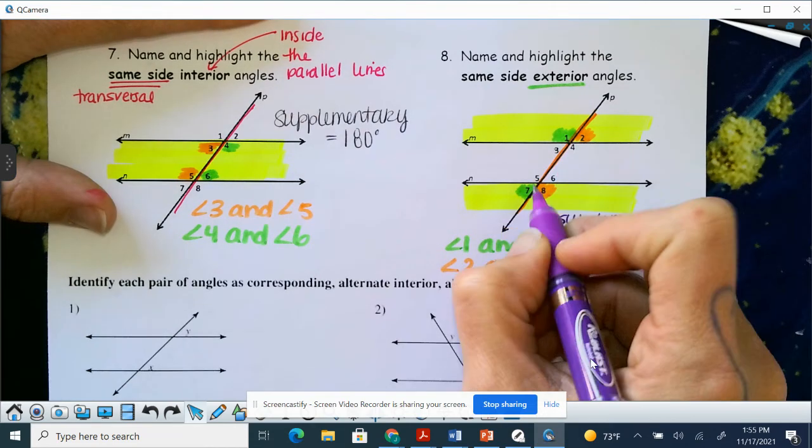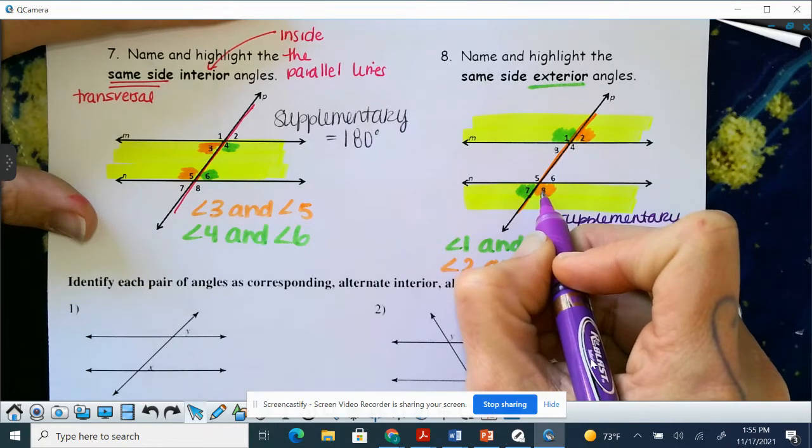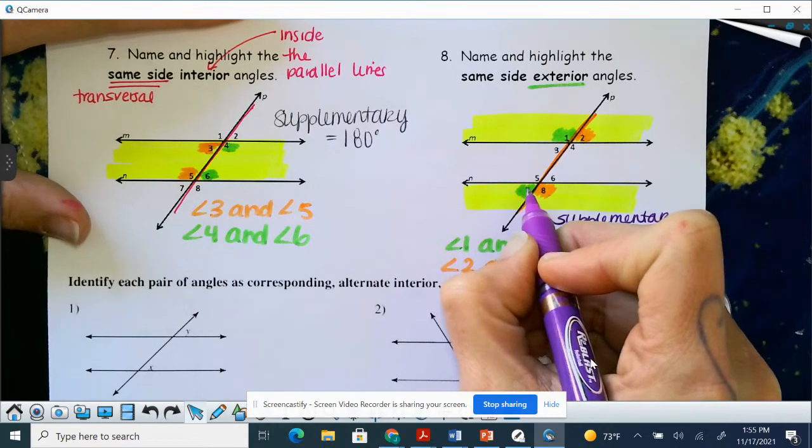And the same thing works at the bottom. So 5 plus 6 equals 180. 6 plus 8 equals 180. 8 plus 7 equals 180. And 7 plus 5 equals 180.